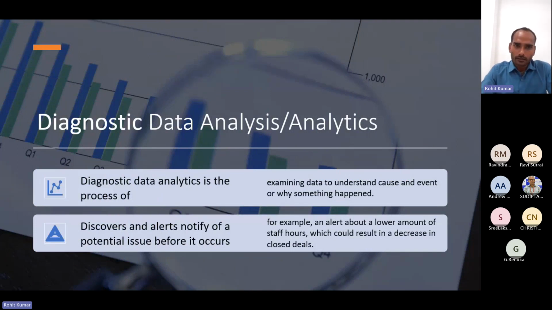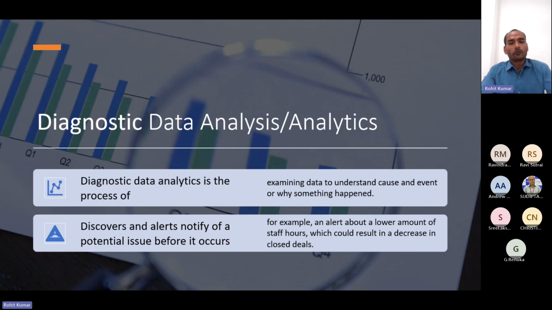So moving further, we have the second type, which is diagnostic. Diagnostic is related to diagnosis, and the term diagnosis is quite popularly used in the medical field. So when we have diagnostic data analysis, we are bothered about examining the data, like a doctor or a nurse is supposed to examine the patient. But here we don't have the patient, our patient is data.